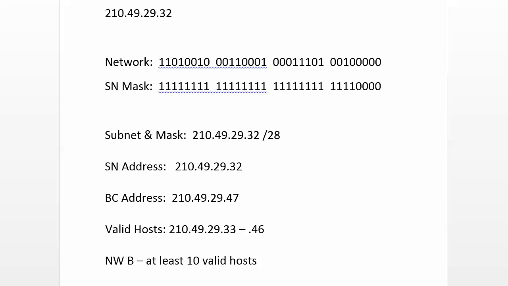So what I do like to do is write out the valid host range. I'll write the entire address for the first one, then a dash, then the entire address for the last one. Just a couple of dad lectures in there for you. Just want to keep that information straight, because we're working hard on this and we want to keep it straight. So what is our next network number that we're working with? It's one up from the broadcast address, and that is going to be 210.49.29.48. And we will pick up right there on the next video.